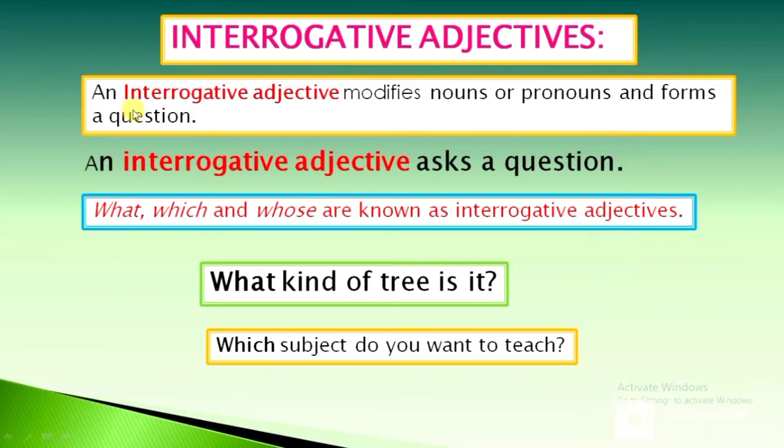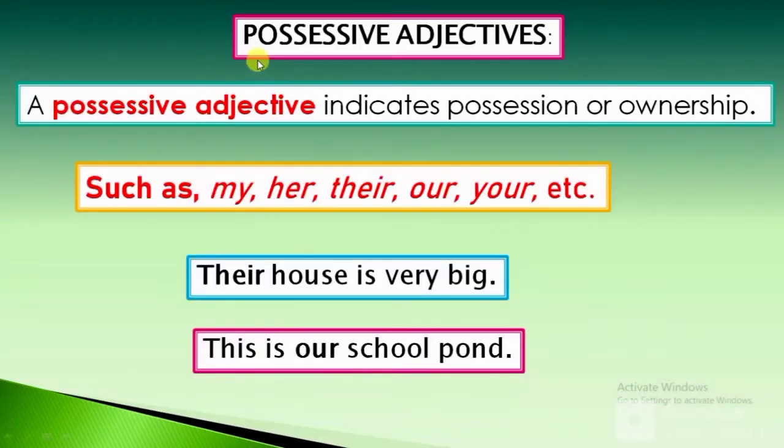Interrogative adjectives. An interrogative adjective modifies nouns or pronouns and forms a question. An interrogative adjective asks a question. What, which, and whose are known as interrogative adjectives. What kind of tree is it? Which subject do you want to teach? In this sentence, what and which indicate interrogative adjectives.